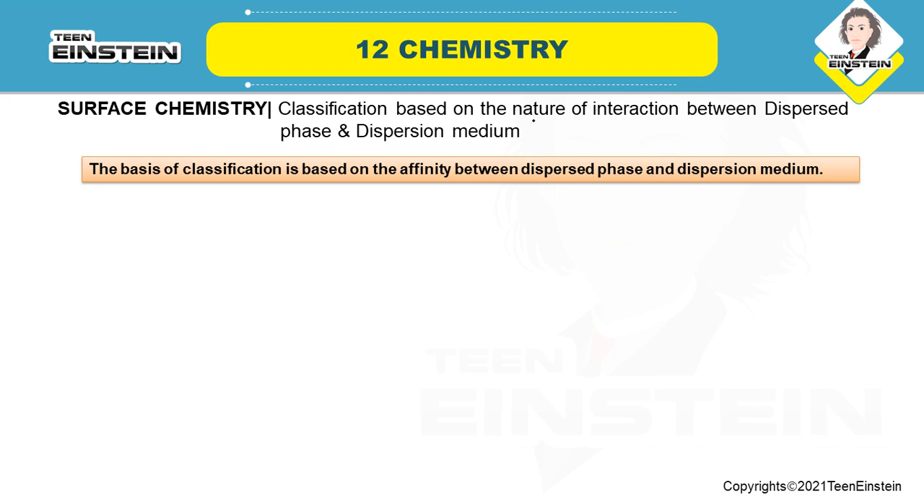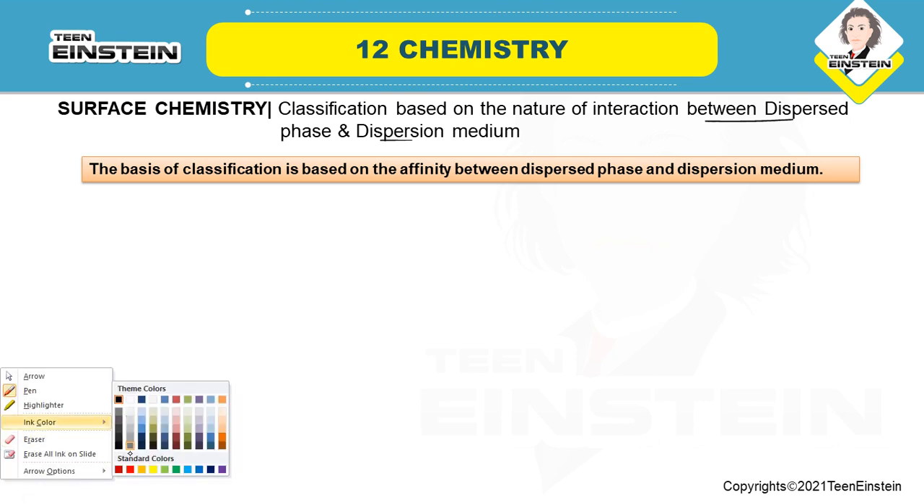Classification based on nature of interaction between dispersed phase and dispersion medium. So now we are going to classify the colloids. Now remember, this classification is based on interaction between dispersed phase and dispersion medium, because there is another type of classification that we will also see. So that is why it is important to mention what it is based on.